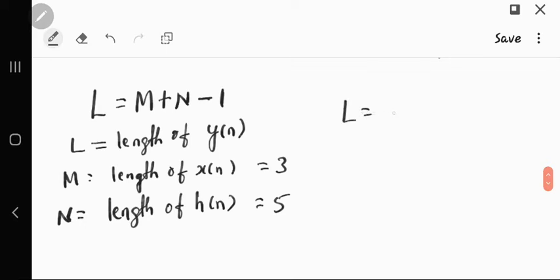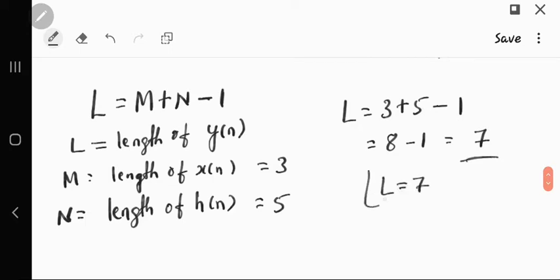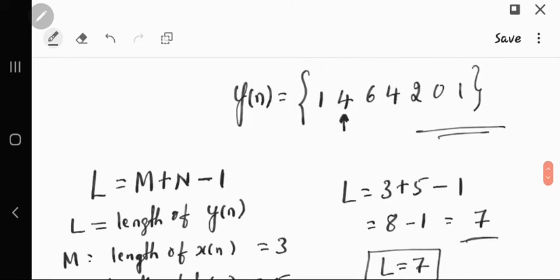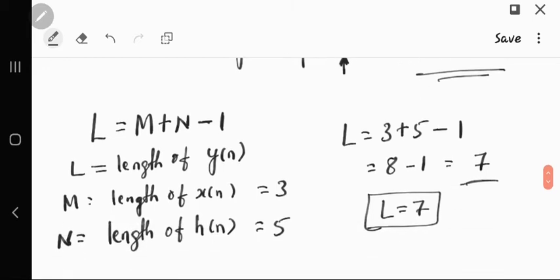Then what happens to L? L is equal to 3 plus 5 minus 1. That is 3 plus 5 is 8 minus 1, that will give you 7. That means the length of y of n should be 7 samples. Let us count this: 1, 2, 3, 4, 5, 6, 7. So according to this we have 7 samples present in that.